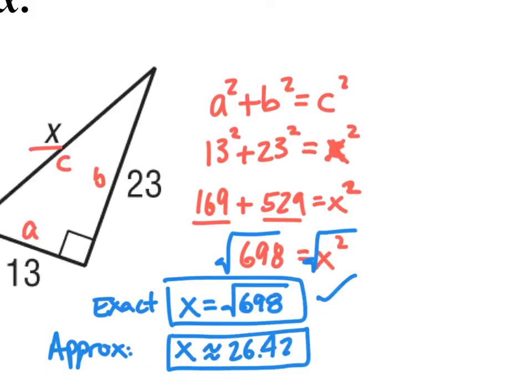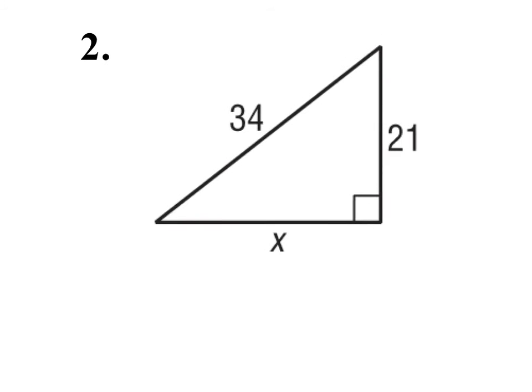Okay, let's go ahead and take a look at the second one. This one is a little bit different. I'm going to call this A, I'm going to call this B, and I'm going to call this C. In example 1, we were solving for the hypotenuse. In example 2, we were solving for one of the lengths.